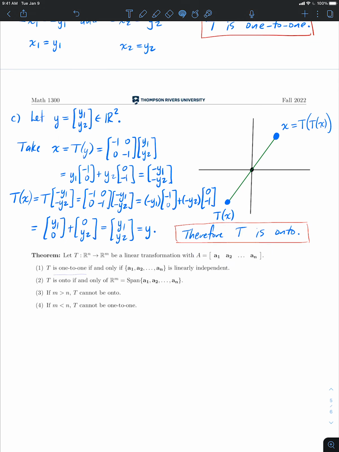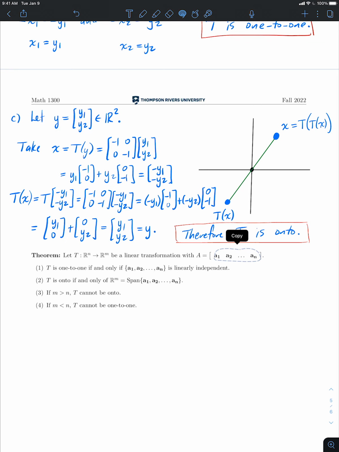Okay, and statement 2 is saying that T is onto exactly when the columns of the standard matrix, if you take the span of those vectors, give you all of Rm. In other words, every vector in Rm, the codomain, can be written as a linear combination of the columns of the standard matrix. That's really what statement number 2 is saying. It is equivalent to being onto if the span of your columns gives you all of the codomain Rm.